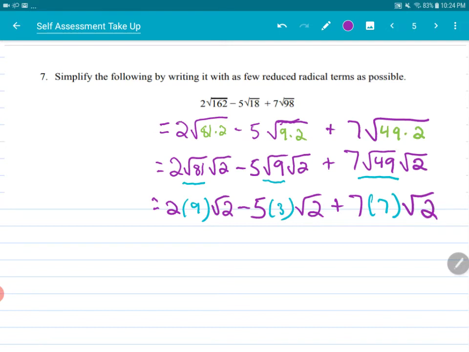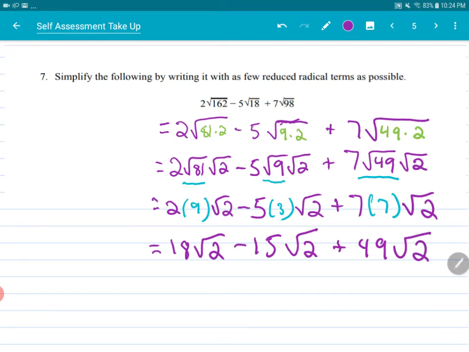But we're not done yet. We have multiplication that we have to deal with. 2 times 9 is 18, so we have 18 times root 2. Notice how we can't put that number into the square root. It's separate, way separate. So 18 times root 2, that's the best that we can do right now. Minus 15 times root 2 plus 49 times root 2.